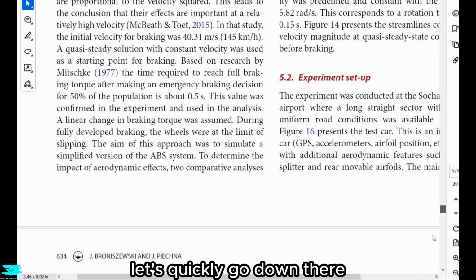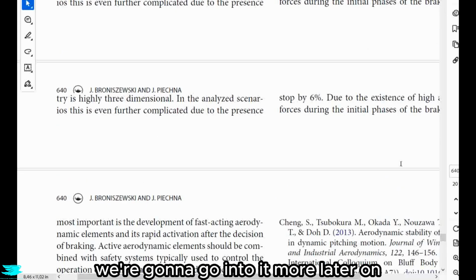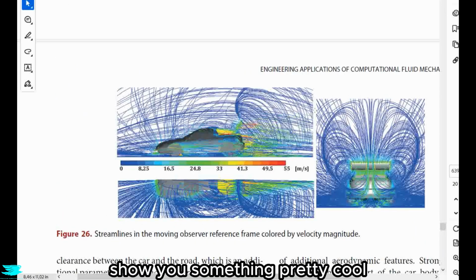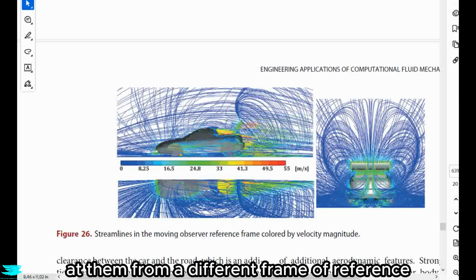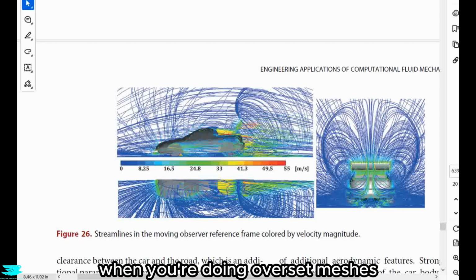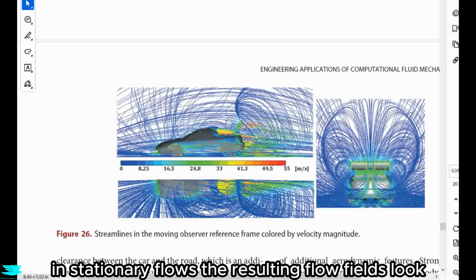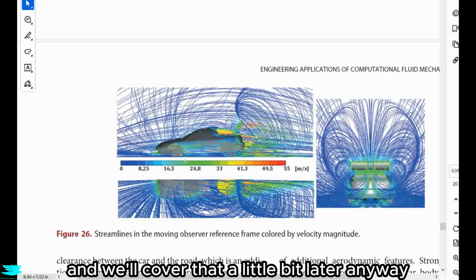Let's quickly go down there. We're going to go into it more later on, but I just want to show you something pretty cool with streamlines. The streamlines here look very different to what you're used to seeing, because now we're looking at them from a different frame of reference. And that's something you run into when you're doing overset meshes in stationary flows. The resulting flow fields look very different to what you're used to, and we'll cover that a little bit later.